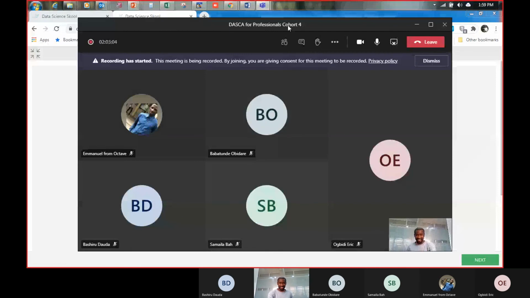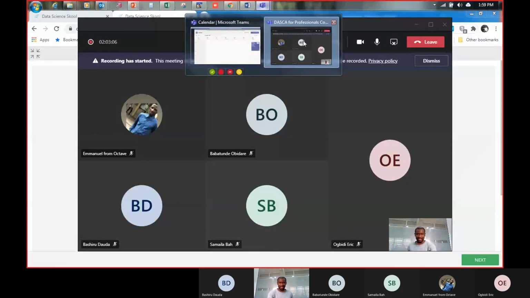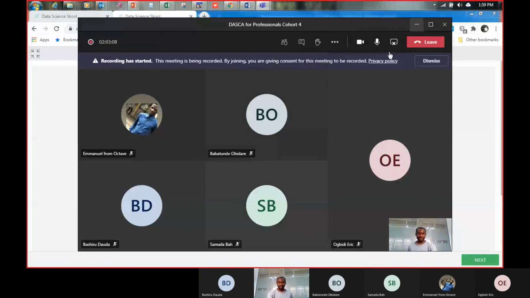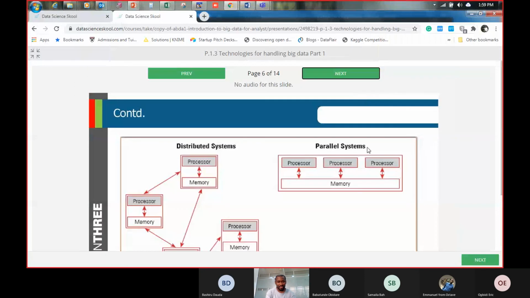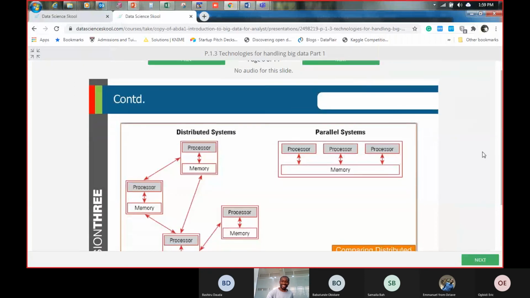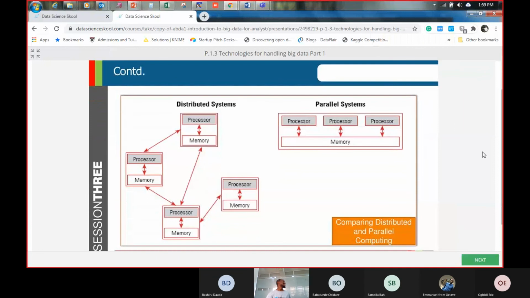Okay. To solve the problem of the latency, basically this will require computers in the distributed format. Yes.